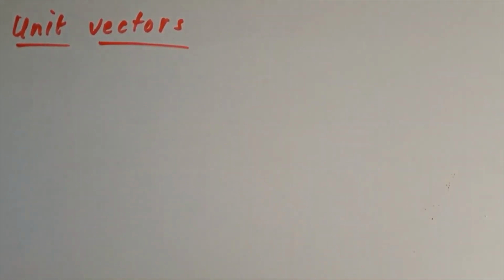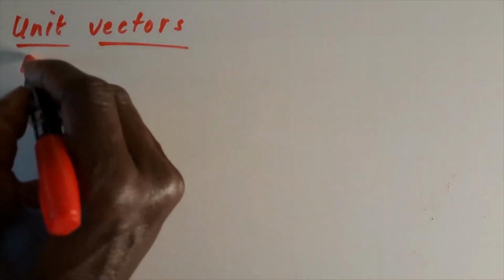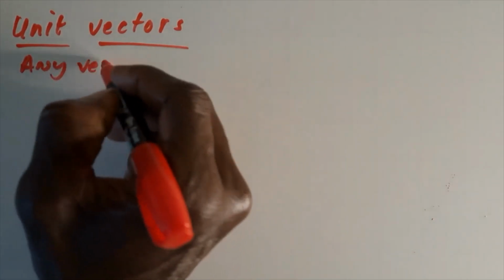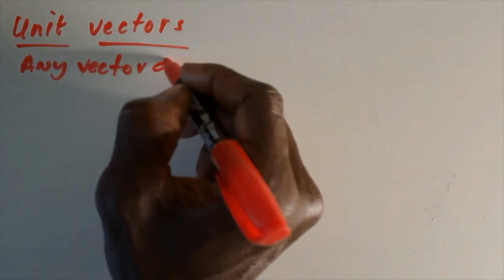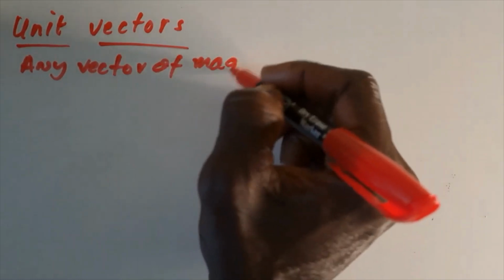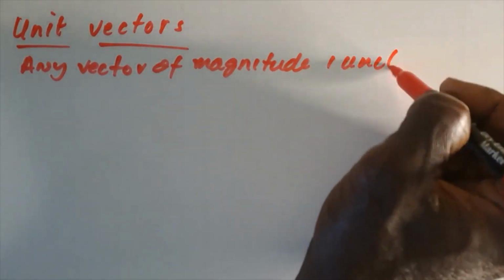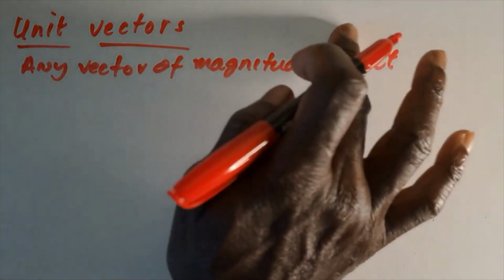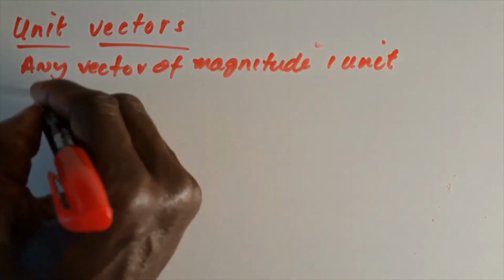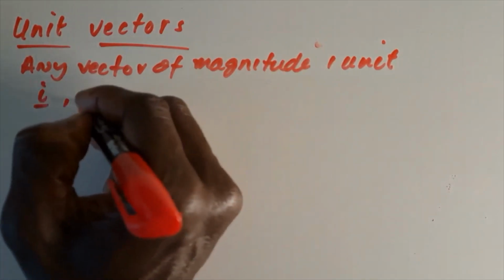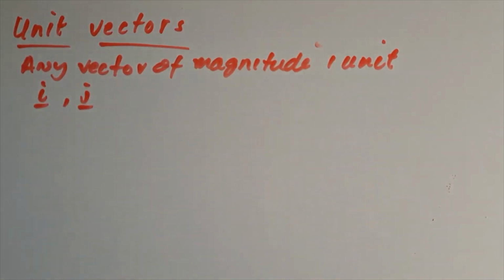Hi, today we'll be talking about unit vectors. Any vector of magnitude 1 unit is called a unit vector. Examples: the i and j unit vectors. See details of both of these vectors in my previous videos.